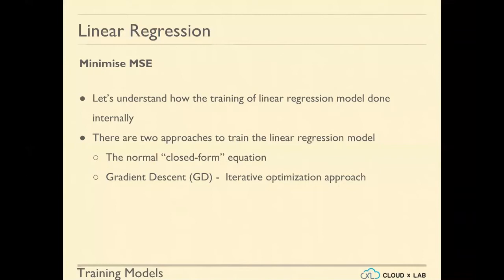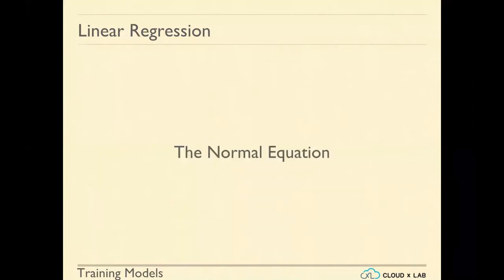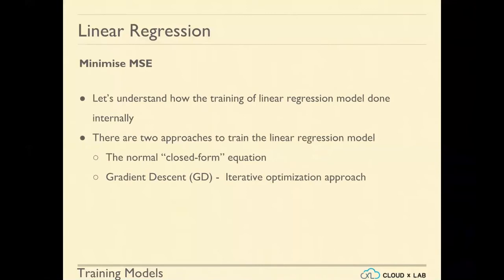There are two approaches to figure out or train the linear regression model. When we say train, we are basically going to find those thetas or those lines that fit our data. One is using the normal closed form equation. Other is the gradient descent approach. There is a third one also. Those of you who know this one.